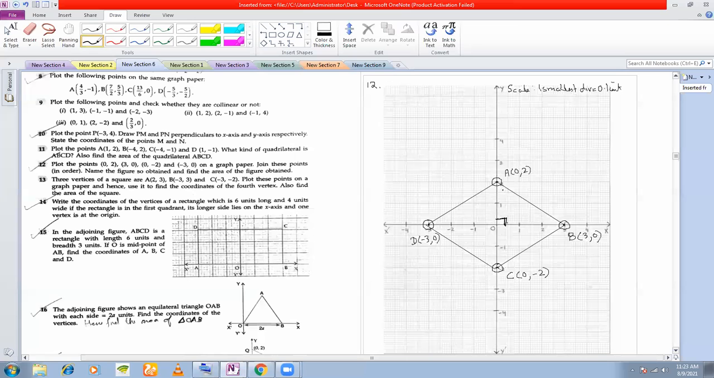And what is this length here? This length is 2 units, right? What is this length here? This length is also 2 units. What is this length here? This length is 3 units. And this length is 3 units. That means the diagonals are perpendicular bisectors of each other, right? And also this is a parallelogram in which diagonals are perpendicular bisectors of each other. What is it called? It is called a rhombus.